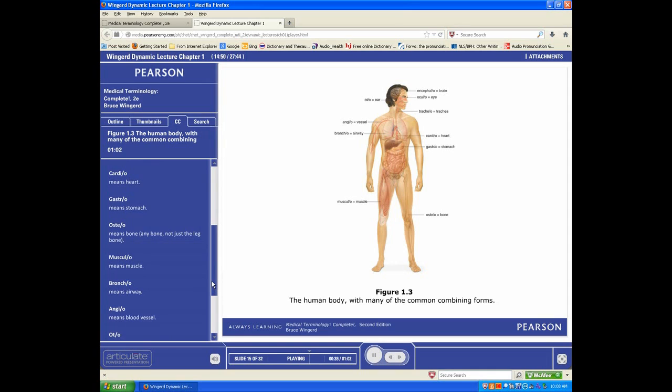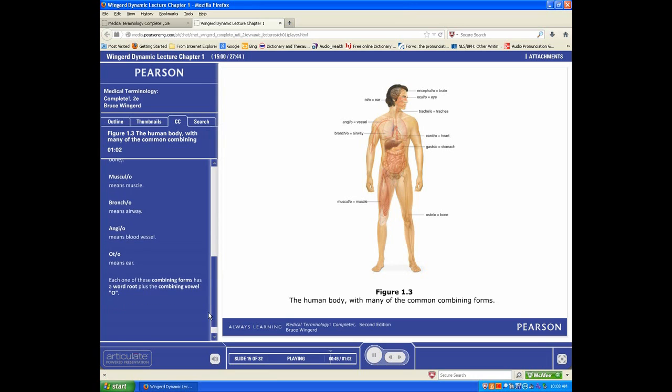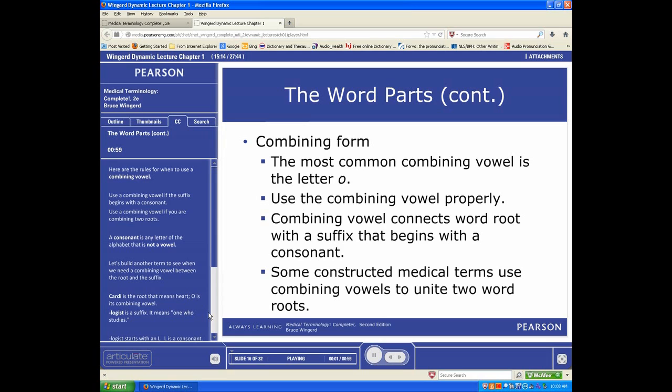Here are the rules for when to use a combining vowel. Use a combining vowel if the suffix begins with a consonant. Use a combining vowel if you are combining two roots. A consonant is any letter of the alphabet that is not a vowel. We did not need a combining vowel in bradycardia. The suffix ia starts with a vowel, so we had plenty of vowels already. We did put combining vowels between the roots in gastroenterocolitis.